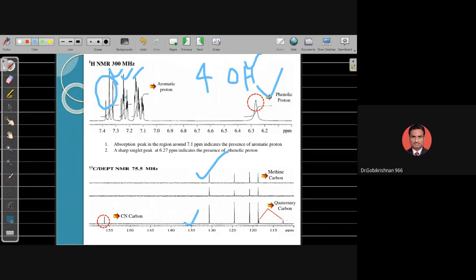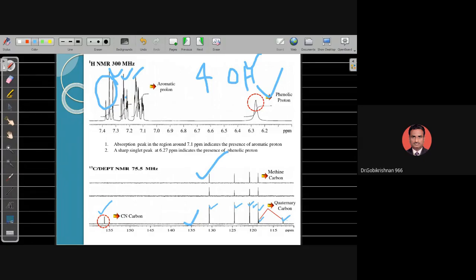This is peak number 1. That is the first carbon. This is the second carbon. This is the third carbon. This is the fourth carbon. This is the fifth carbon, and here one small carbon is there. Sixth carbon and seventh carbon. That means totally 7 carbons are there.